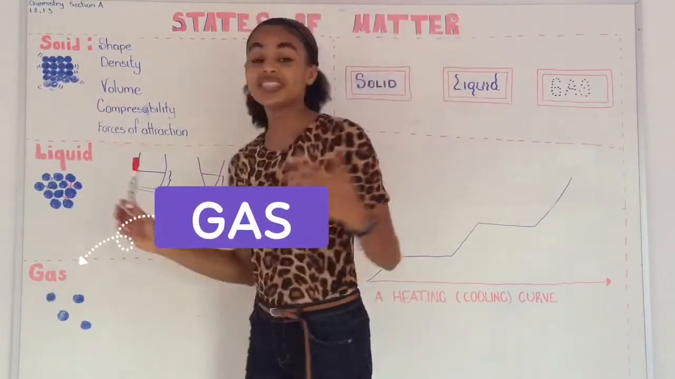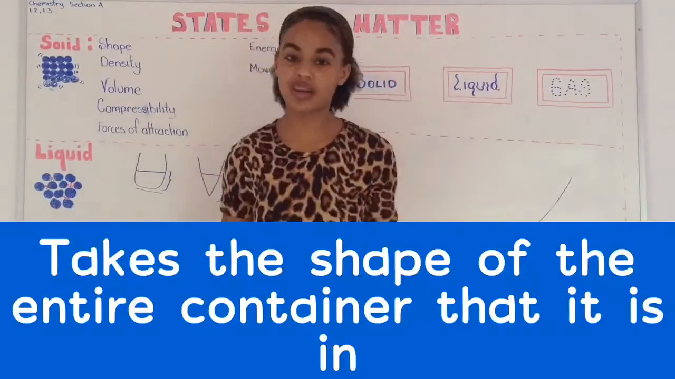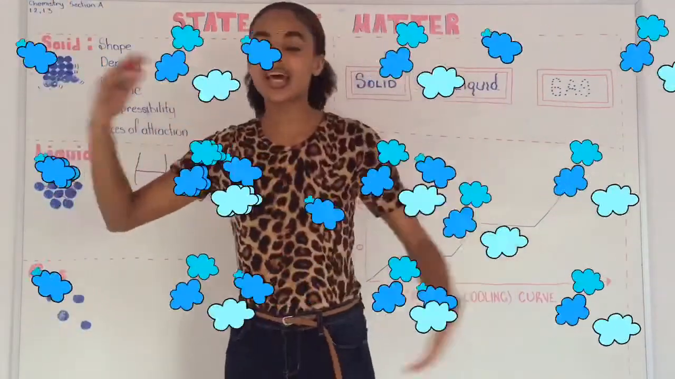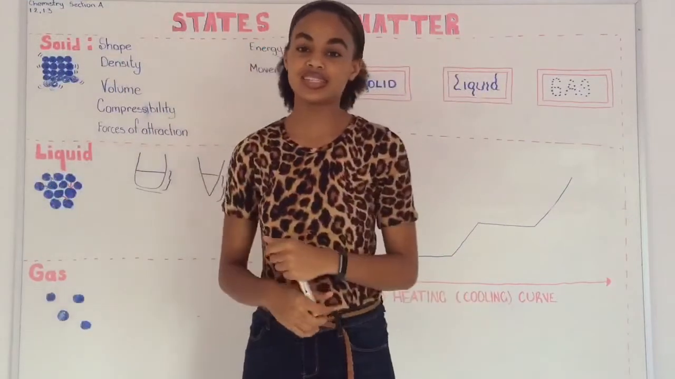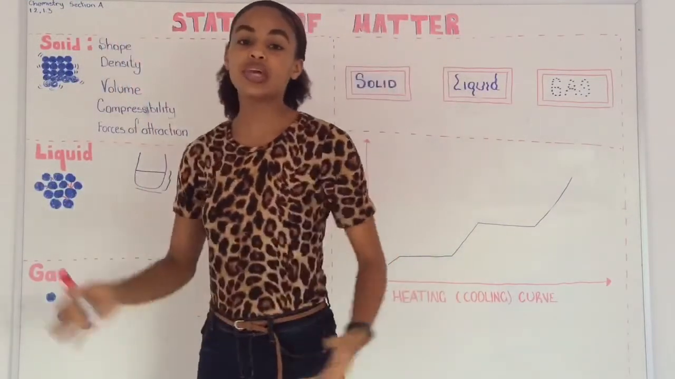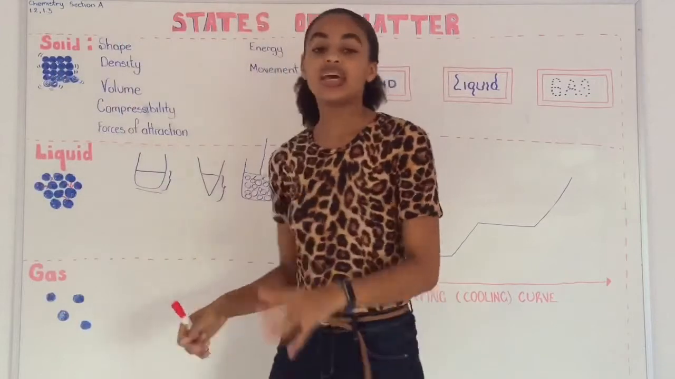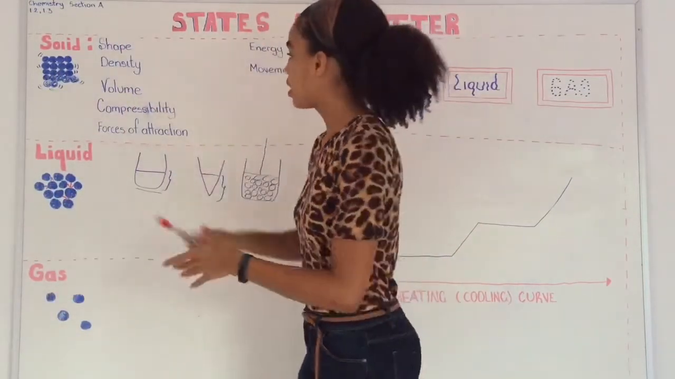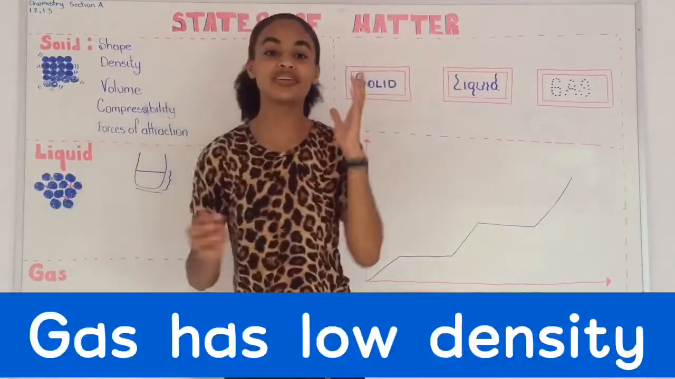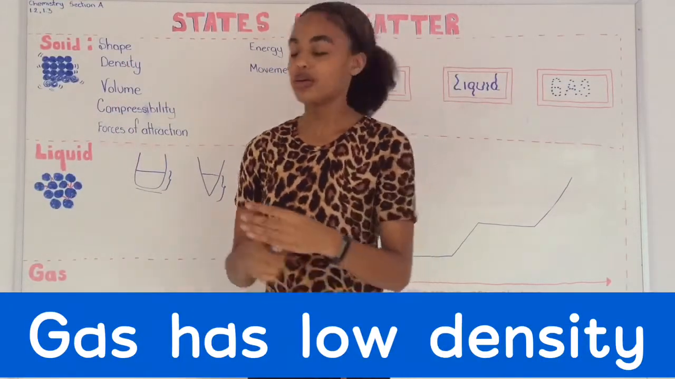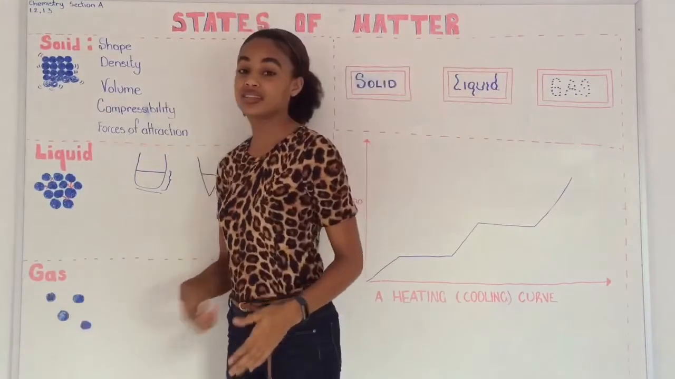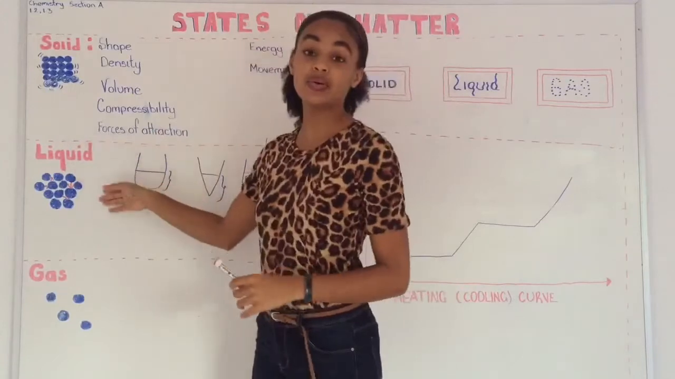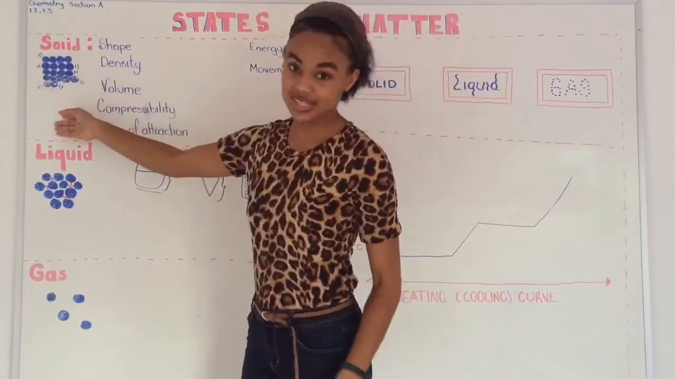Gas. Now the shape of gas is the shape of the container that it's in. The particles of gas just decide to spread out and fill the entire container that it's in. So if you bottle up some ammonia, if you bottle up some chlorine gas, it's just going to take the shape of the entire container that it's in. Density. Gas has a ridiculously low density, which is why the particles are so far apart and just like to do what they want. So we say gas has lower density than liquid, and by far a lower density than solid.